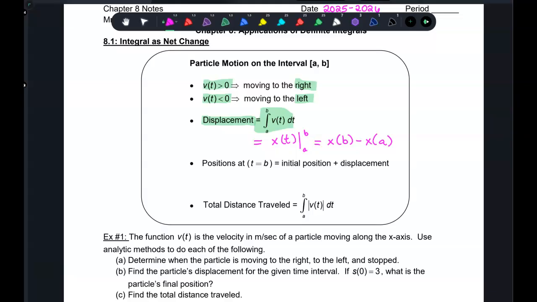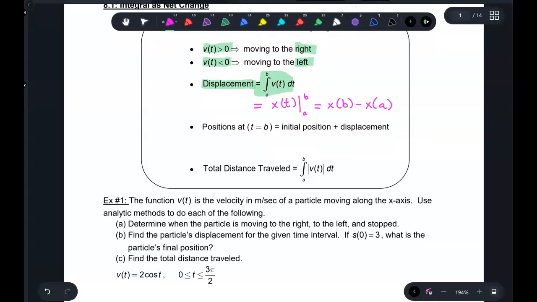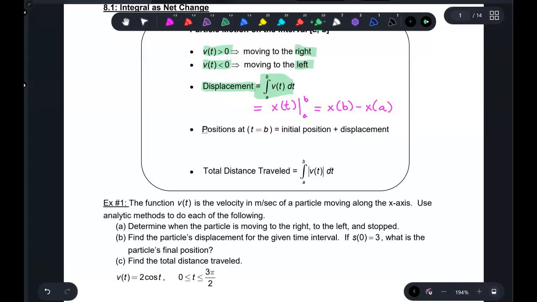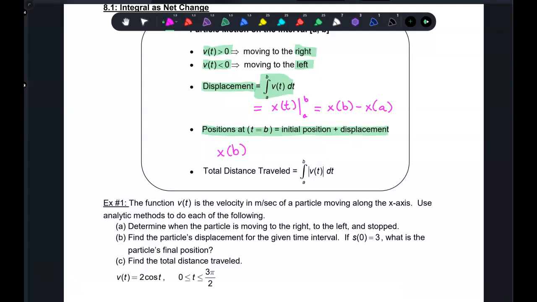And then if we have a position, right, we could take the initial plus the displacement. So if I'm trying to find a position at B, we could take our position at A plus the displacement. Right? Does that look familiar?